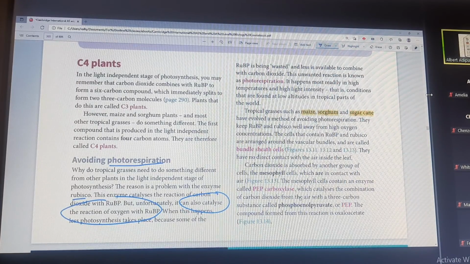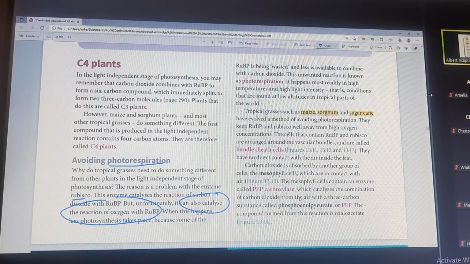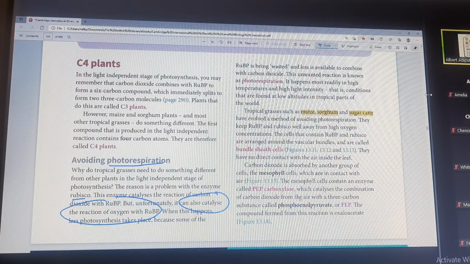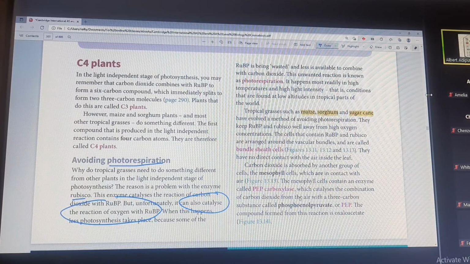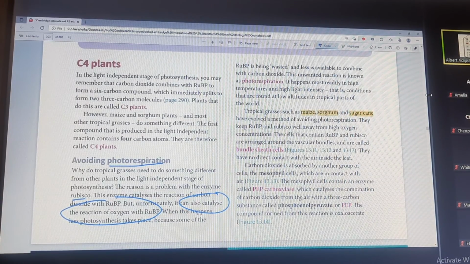That's the downside of Rubisco. Rubisco cannot distinguish sometimes between CO2 and O2. If the temperature is warmer, even oxygen can be catalyzed to react with RuBP by the Rubisco. That's the problem with Rubisco.